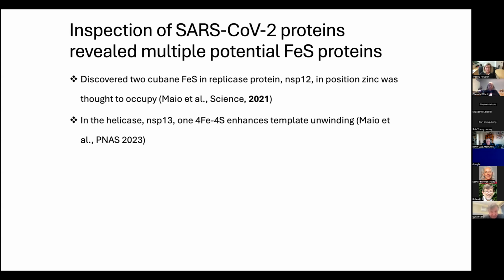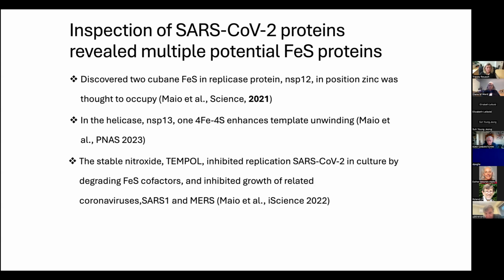Then in the helicase, NSP13, which is involved in template unwinding, we found a single 4 iron 4 sulfur cluster. Interestingly, about all of these iron sulfur clusters, they're ligated by 3 cysteines and 1 histidine, which is noteworthy.